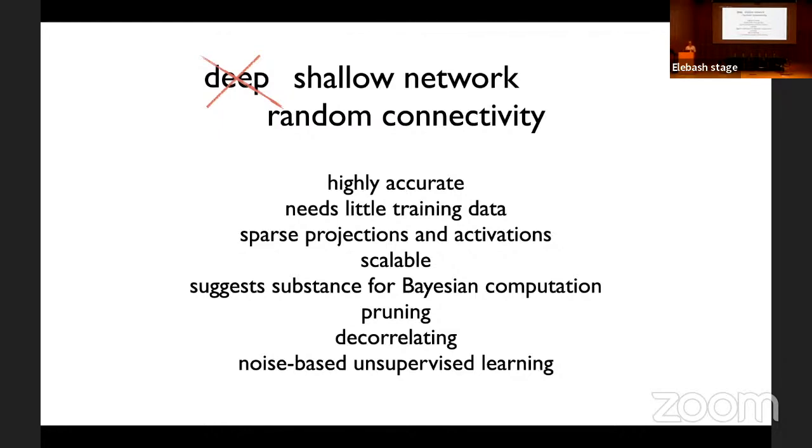It relies on sparse projection and activation. And this notion of sparse connectivity is of course very common in the brain. It's easily scalable if you wanted to look at larger and larger things. Well, maybe not very easy, but it's easily scalable. And it suggests a framework for actually implementing Bayesian computation in real networks.